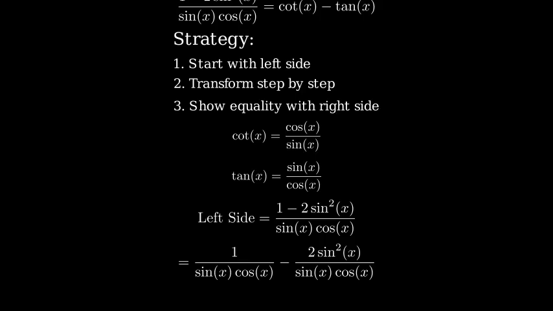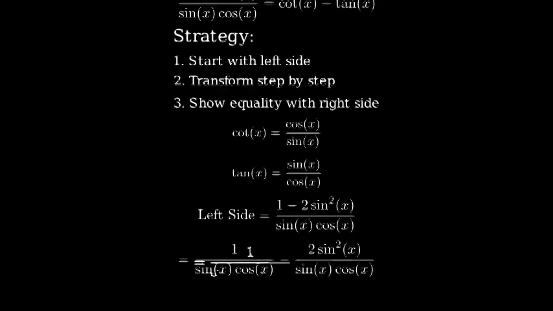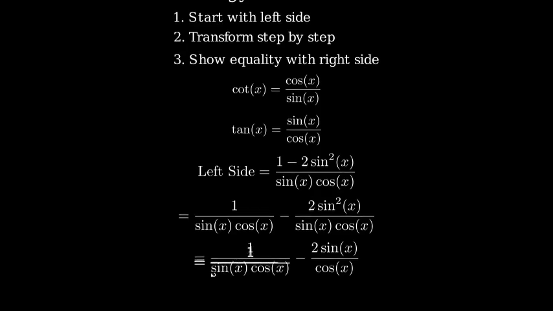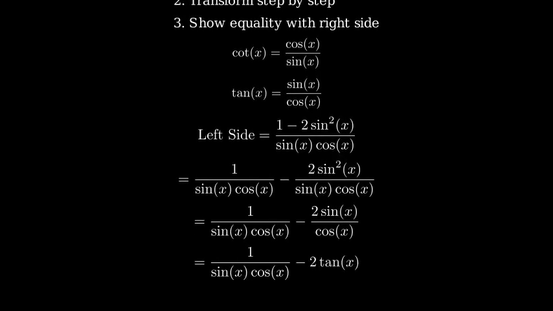We can write this as 1 over sine x cosine x minus 2 sine squared x over sine x cosine x. Now let's look at the second term. In the numerator and denominator, we can cancel 1 sine x, leaving us with 2 sine x over cosine x. In the second term, sine x over cosine x is the definition of tangent x. So this becomes 1 over sine x cosine x minus 2 tangent x.